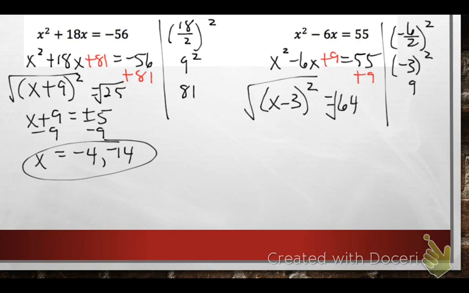So we'll take the square root of both sides. x minus 3 equals plus or minus 8. Then let's add the 3 to both sides. So x equals 11. So 8 plus 3 is 11. Negative 8 plus 3 is negative 5.